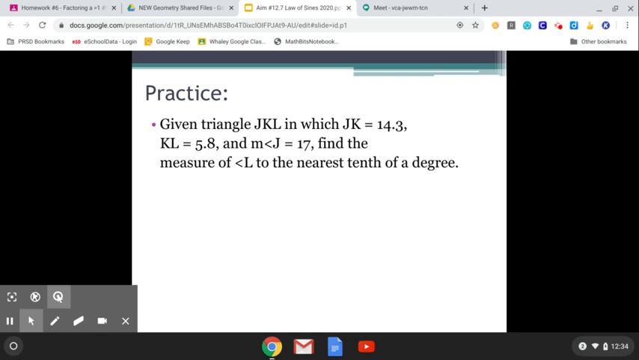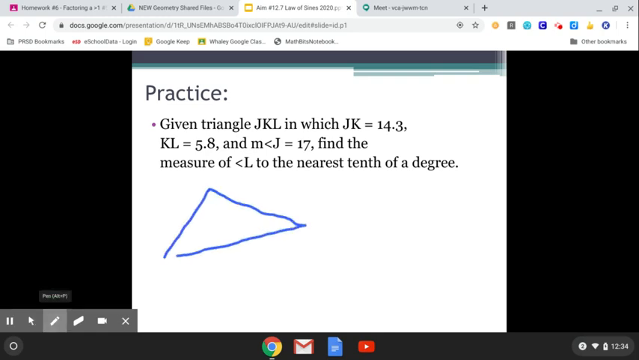We don't have a picture. It says, given triangle JKL, in which JK is this and KL is that, and the measure of angle J is 17, and wants to know the measure of angle L. I'm not doing this problem without a picture. So just draw any random triangle. Don't worry if it's not completely accurate when we're done. As long as you label it properly, it will work for you.